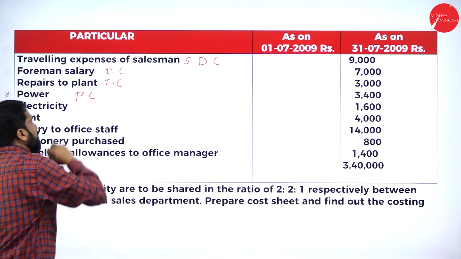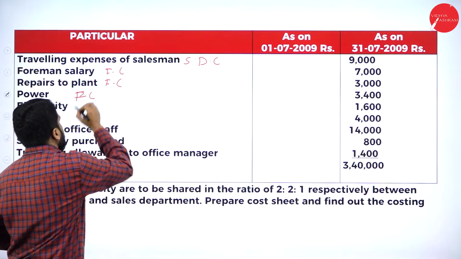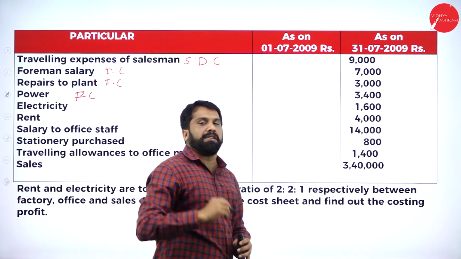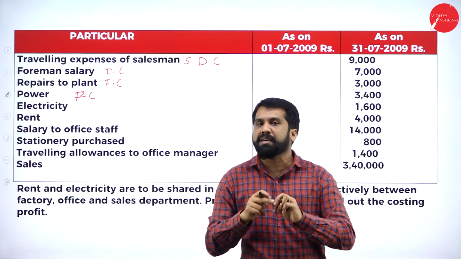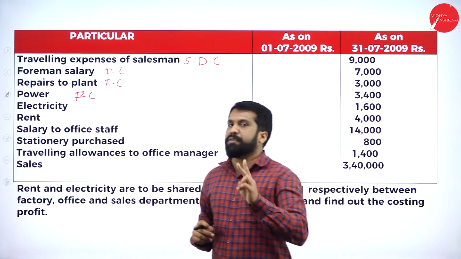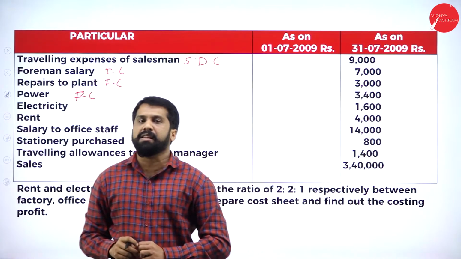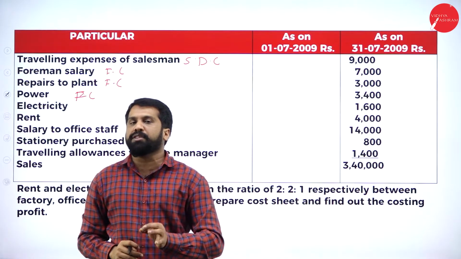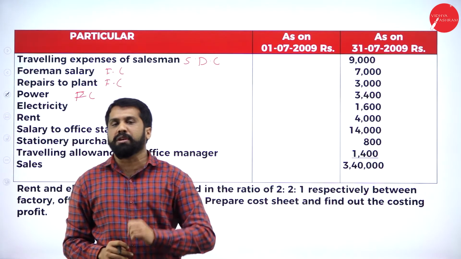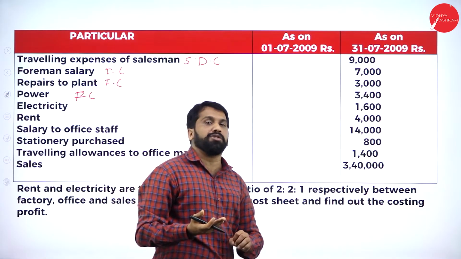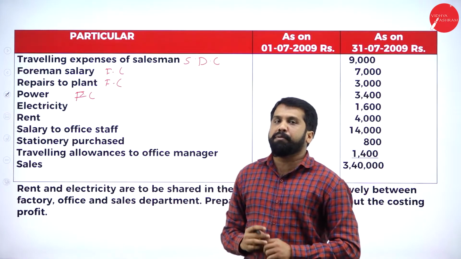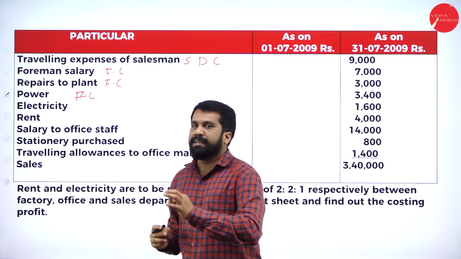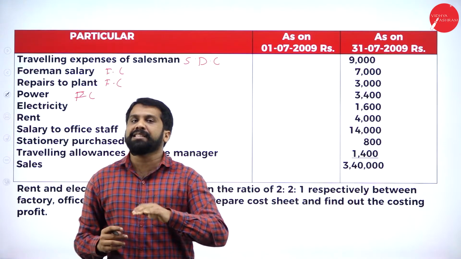Power. See, remember, power means what? There are 2 things. One will be electricity, the other one will be power. So why do we classify it as power and electricity? If you want to run your machines, you need huge kilowatts. The power capacity should be more. So we call it power charges. If you want to switch on your light, fan, AC, you need less power.